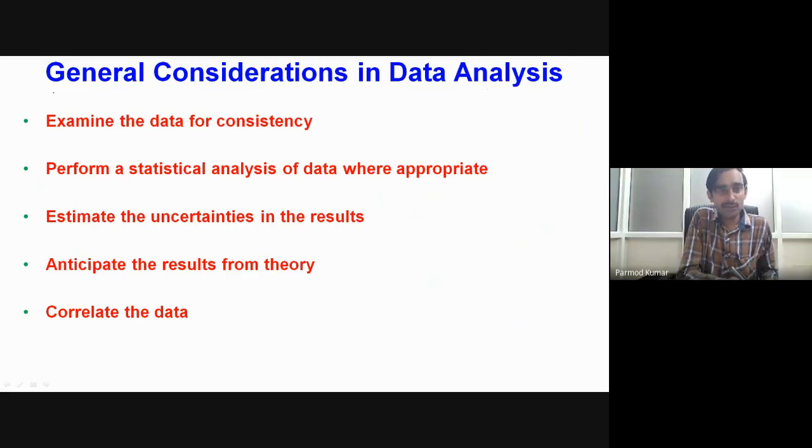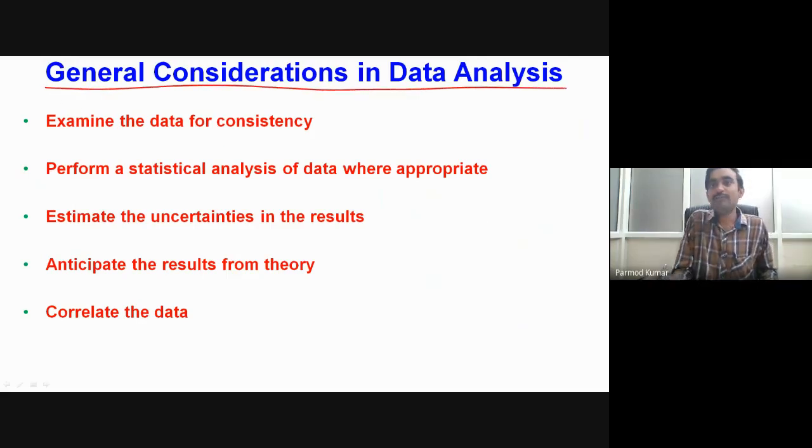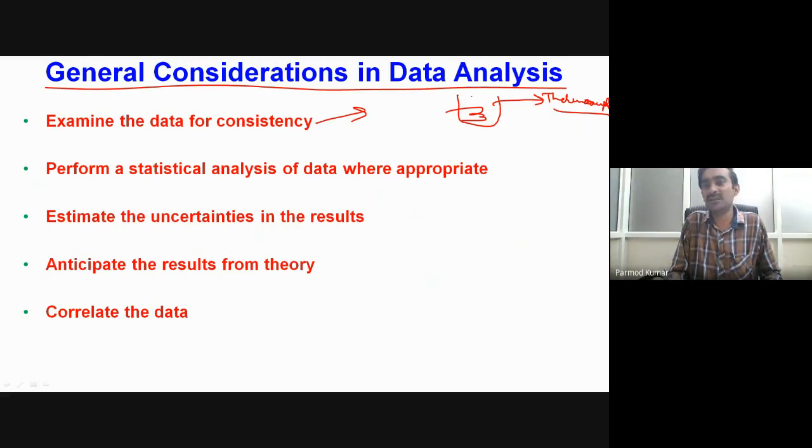Then there are a few general considerations which we should follow while doing experiments. The very first thing is to examine the data for consistency. This is a very simple thing. For example, if we have a heater and one thermocouple over here, while we are adding heat into this liquid, our thermocouple should reflect an increase of temperature. That is common understanding. And if upon adding the heat, our thermocouple is showing a decrease of temperature, it means our data is not consistent. So we should take care of this, and this type of thing normally happens when we make gross blunders.